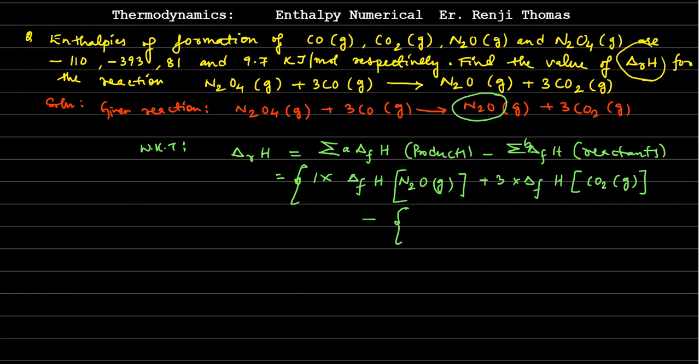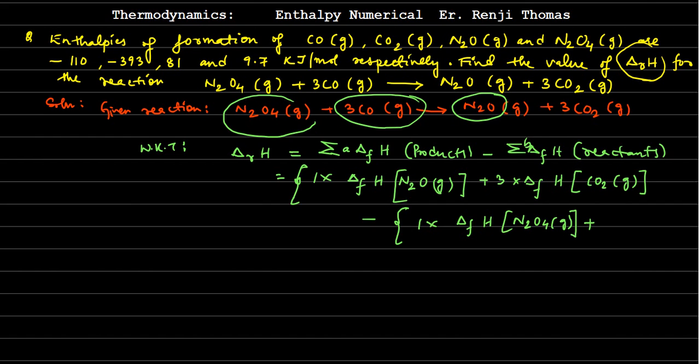You're going to subtract it with the summation of all the enthalpies of all the reactants. So 1 mole of N2O4 is present, so 1 into delta FH of N2O4 gas, and you know it's a summation, so you'll add 3 moles of delta FH of CO gas. So that's how you're going to do it.